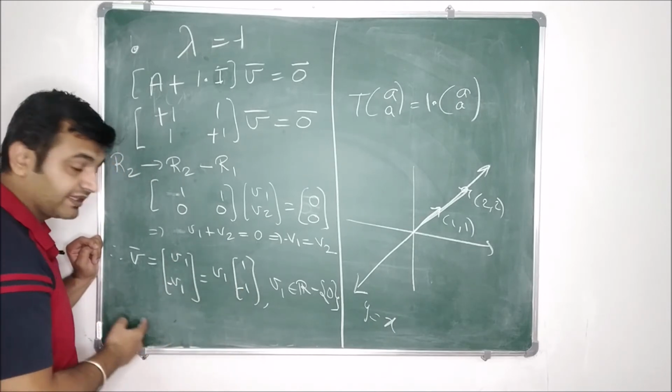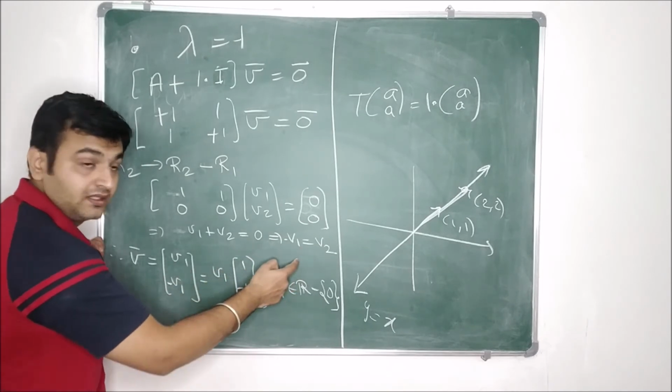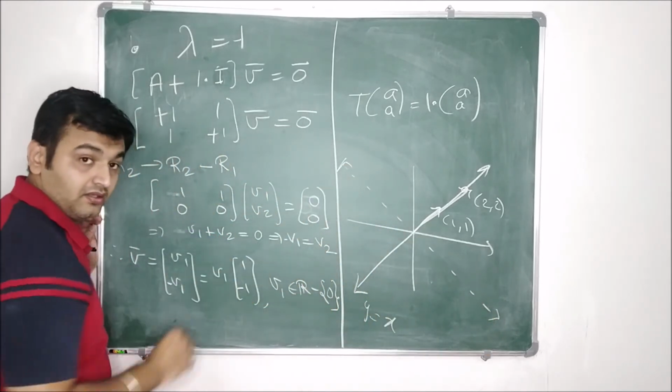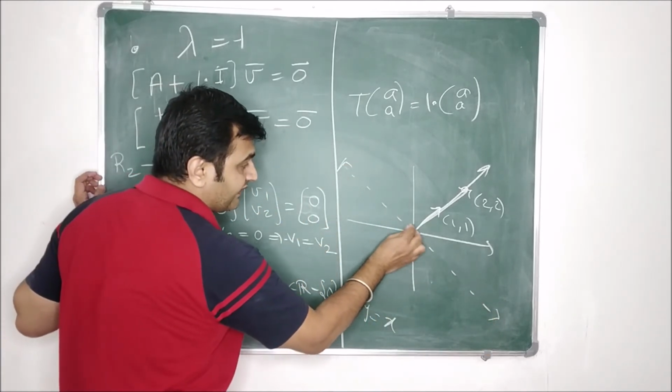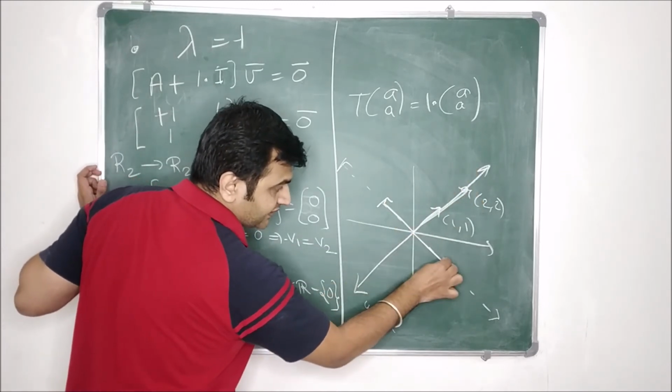So what are the eigenvectors? The vectors which are lying on the line y equal to minus x. That means this line, the orthogonal line. And that's what we saw, right? If you take any vector over here, when you reflect along this line, it becomes here, it comes here.